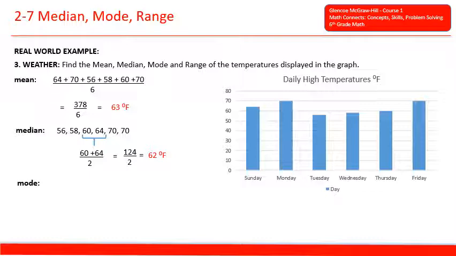And then the mode is going to be the number that happens most, and it looks like that would be 70. So the mode is 70 degrees Fahrenheit. In the range, if we subtract the lowest number from the highest number, it is 14 degrees.